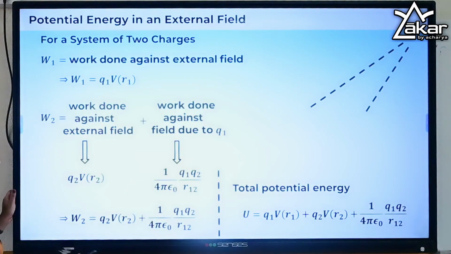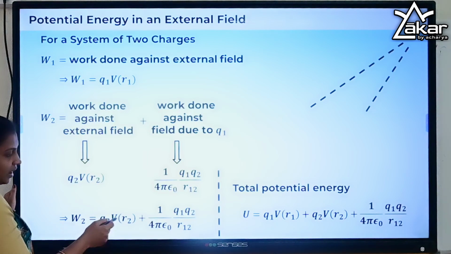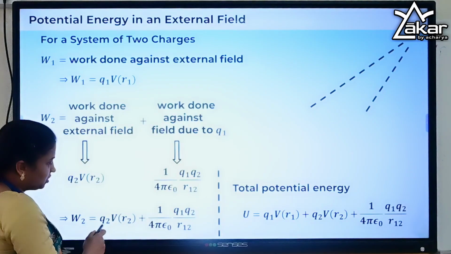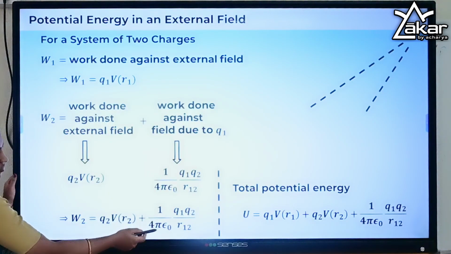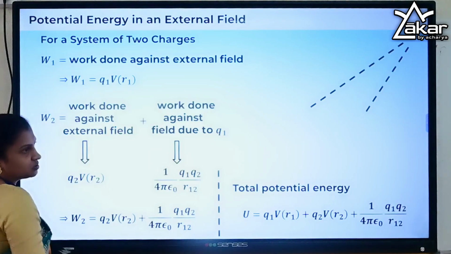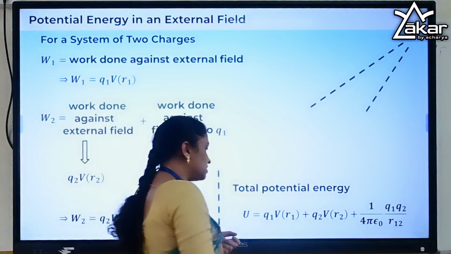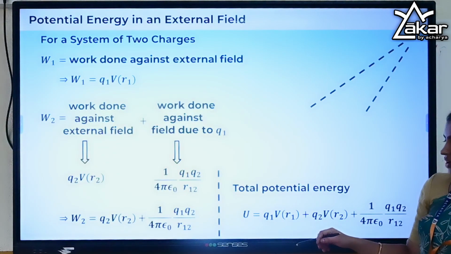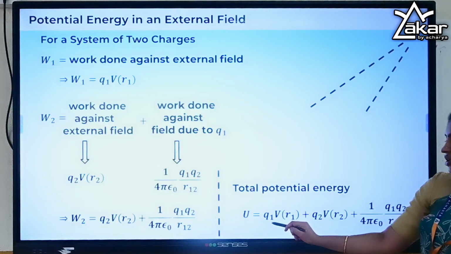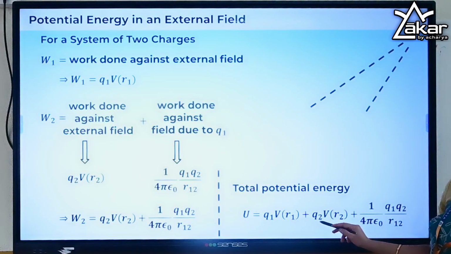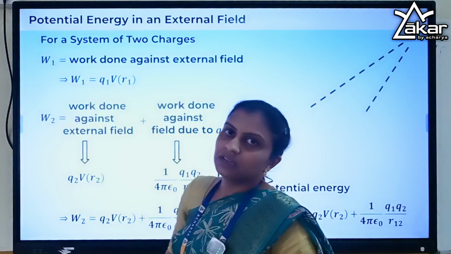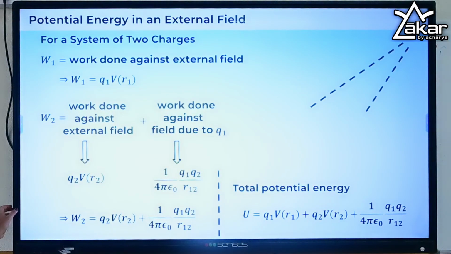Then, by the principle of superposition, we add both the works, W1 and W2. So W2 is equal to Q2 V of R2 plus 1 by 4 pi epsilon naught Q1 Q2 by R12. Now what is the total potential energy? We know the formula U is equal to Q into V of R. Here two charges are taken, so U is equal to Q1 V of R1 plus Q2 V of R2 plus 1 by 4 pi epsilon naught Q1 Q2 by R12. So this is the formula of potential energy of a system of two charges in an external electric field.